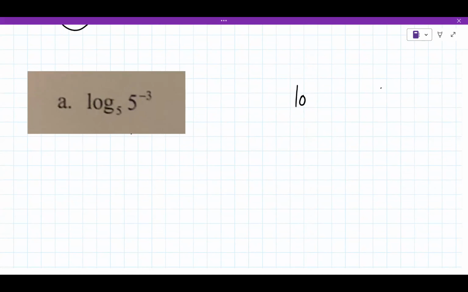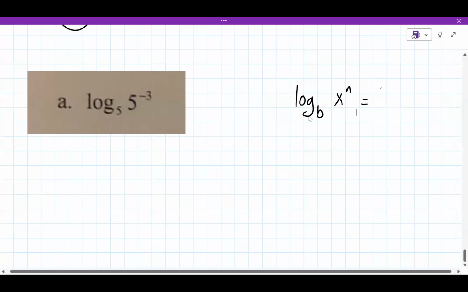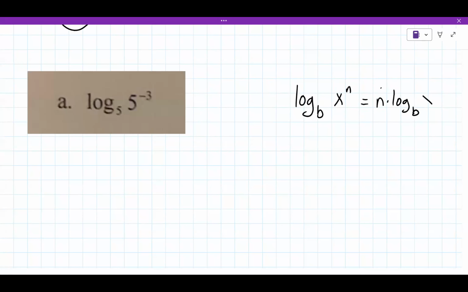So the first logarithm property that you might need to know here is that if you have log base b of x to the power of n, it becomes n times log base b of x. So that exponent basically comes out in front. So in this problem, the exponent of -3 comes out in front.